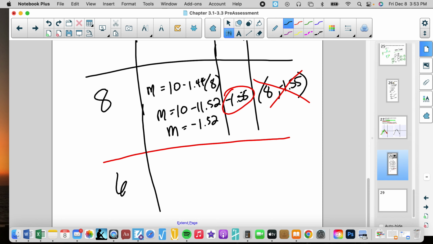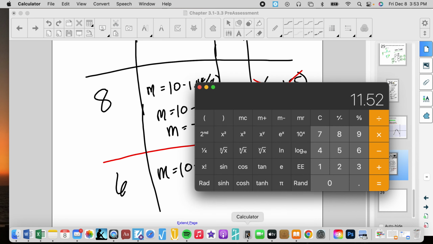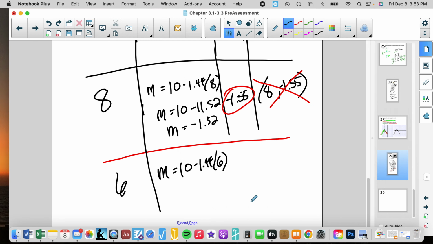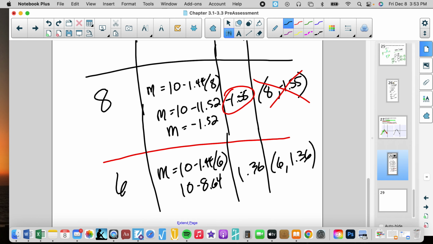So I think it's 6. 6 is going to be my max. 10 minus 1.44 times 6. I could do that in my head, but we have a calculator and I want to go home. 8.64. 10 minus 8.64 gives me 1.36. So when I buy 6 photos, I have $1.36 left, and I don't have enough money because it costs $1.44. So I know I can't go to 7.